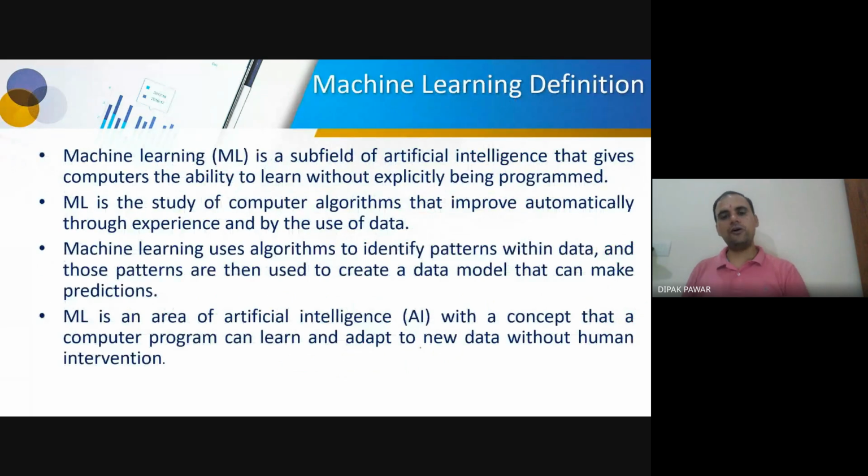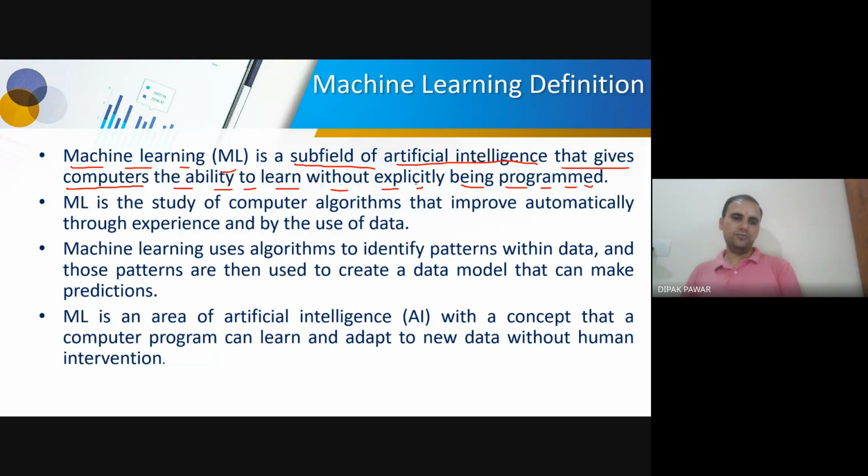So in a small way, if I want to define machine learning, a total of 4 definitions are available. What is the first definition? Just try to understand it. Machine learning is a subfield of artificial intelligence. Everyone knows that. And it gives computers the ability to learn without being explicitly programmed. Here we are not programming, right?